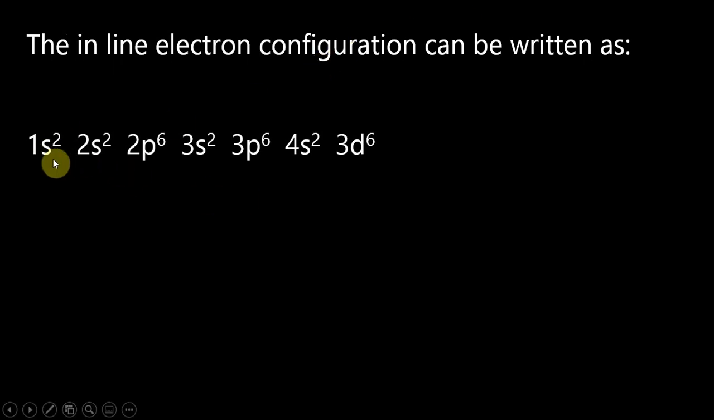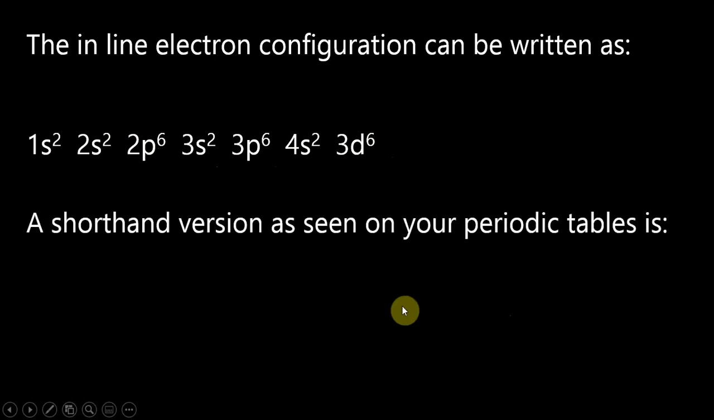So the 1s has 2 electrons in it. The 2s has 2 electrons in it. The 2p orbital has 6 electrons in it. We stack them up, 3s, 3p, 4s, and then we get to 3d, it happens to have just 6 electrons in it. Now the assumption is made that it follows the Pauli exclusion principle and the Aufbau principle. All right, so we have that assumption.